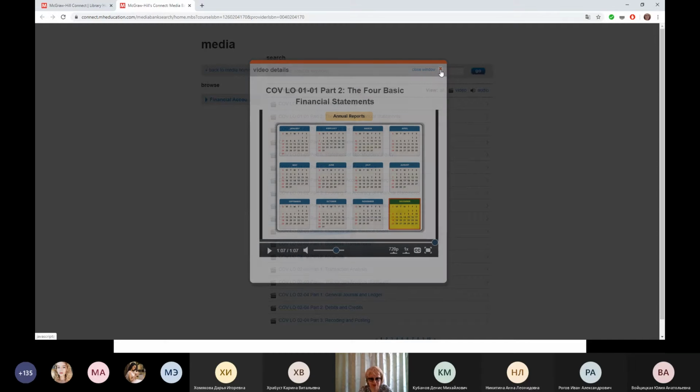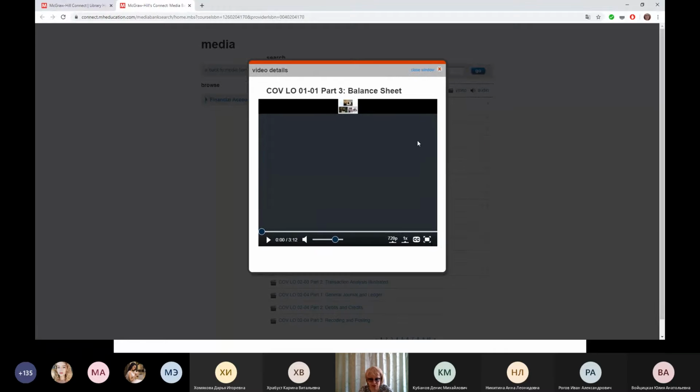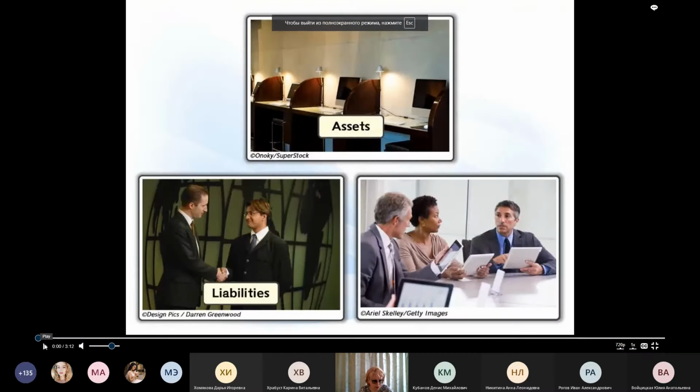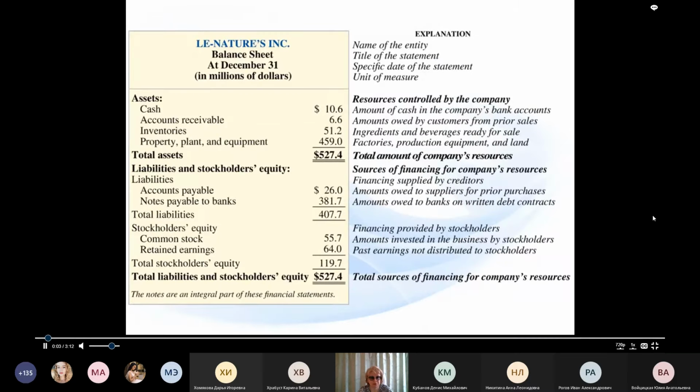So now, balance sheet. The balance sheet reports the financial position, amount of assets, liabilities, and stockholders' equity of an accounting entity at a particular point in time. Let's start by looking at the heading of this financial statement.